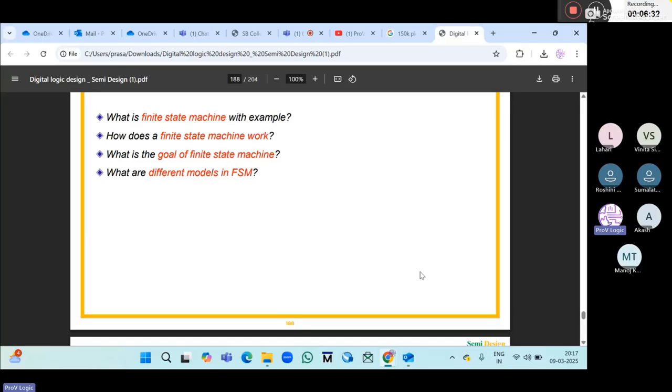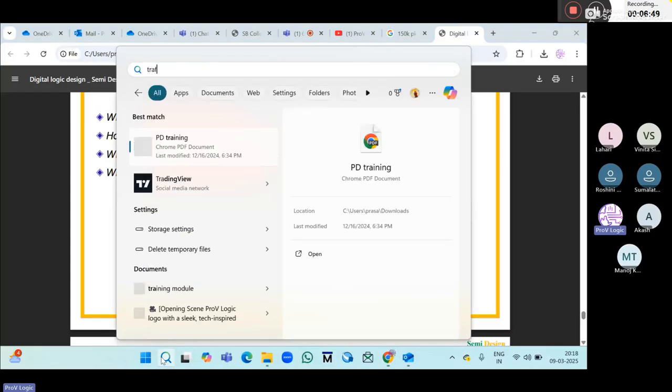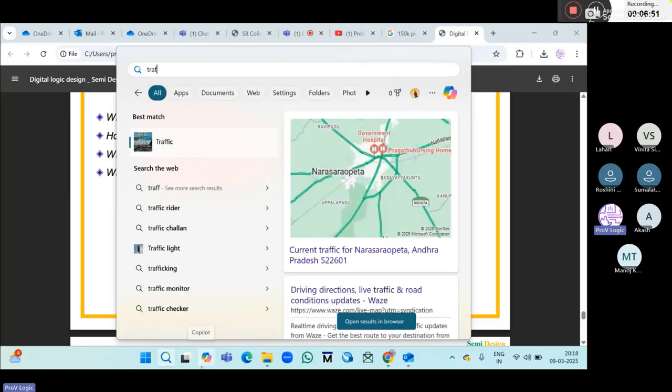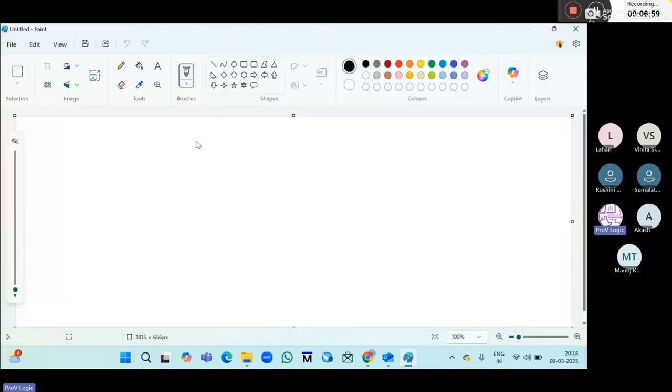So finite state machine means, suppose you are designing a circuit, and I give you a traffic light controller to design. You don't know anything about the finite state machine; you just learned about sequential logic circuits like registers and counters, only this topic. You don't have any idea about finite state machines. In that case, how will you design a traffic light controller?